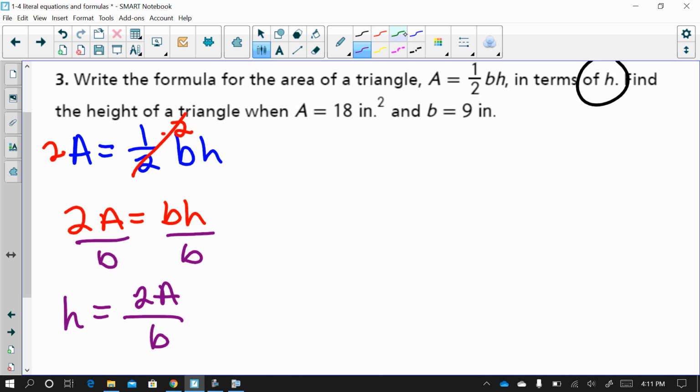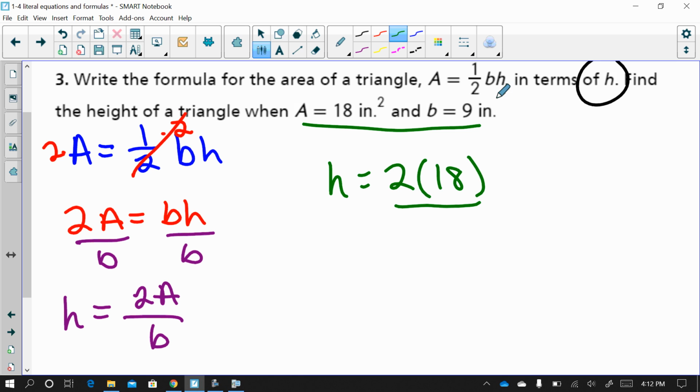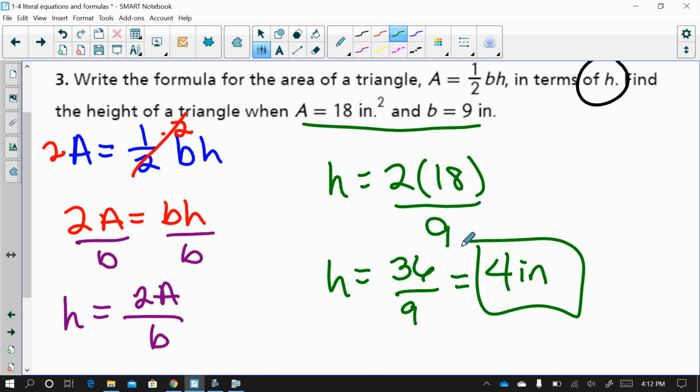Okay, now I can take this information and plug and chug. So H equals 2 times, instead of writing A, I'm going to write 18. And instead of writing B, I'm going to write 9. So H equals 2 times 18 is 36, divided by 9 is 4. So the height of my triangle is 4 inches.